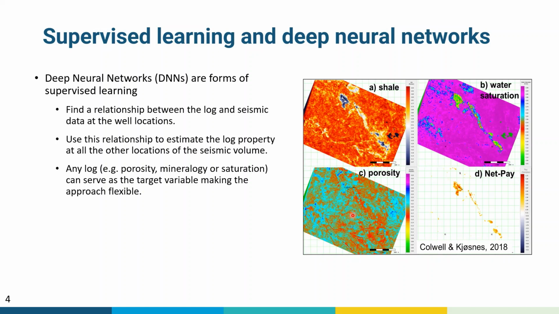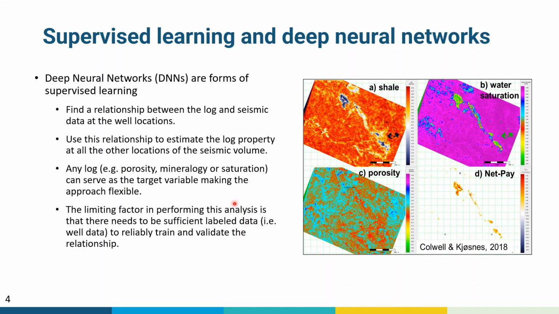Any log can serve as the target log. So here they're predicting porosity, the shale content, and the water saturation. But in order to do that, you need a variety of different porosity values in order to train the neural network. Same thing here, need a variety of different clay values and also need a variety of different water saturation values, and ideally combinations of all these different parameters.